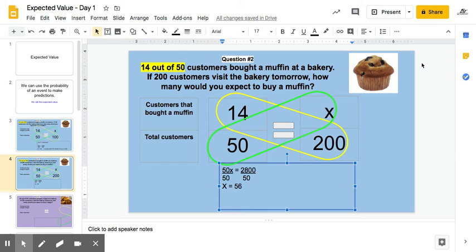So what does that mean? Well, I always like to write my final answer in a sentence. This means I would expect 56 people out of 200 people to buy a muffin.